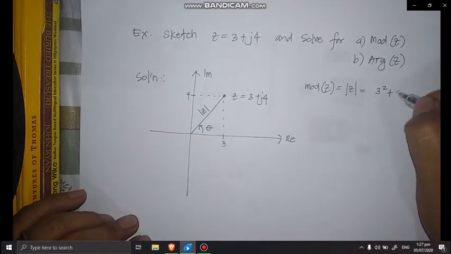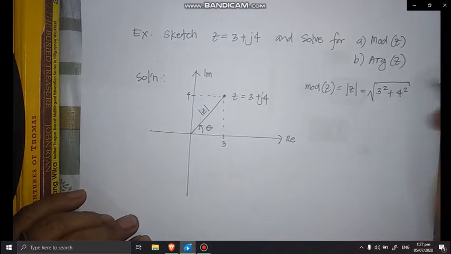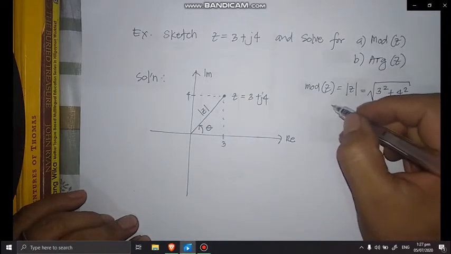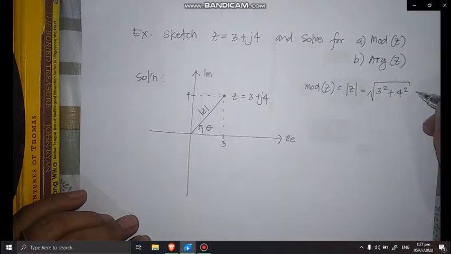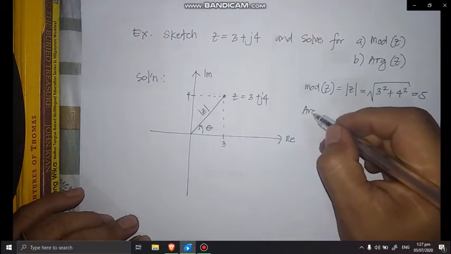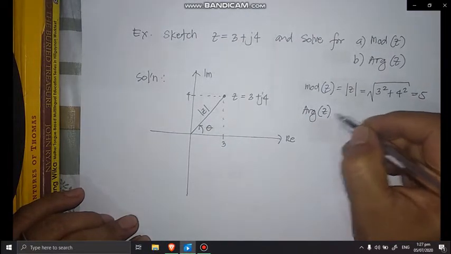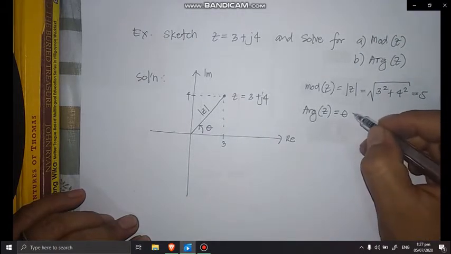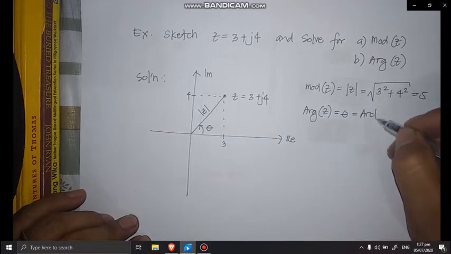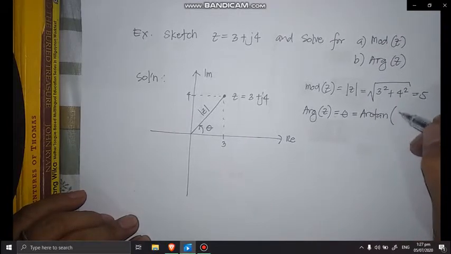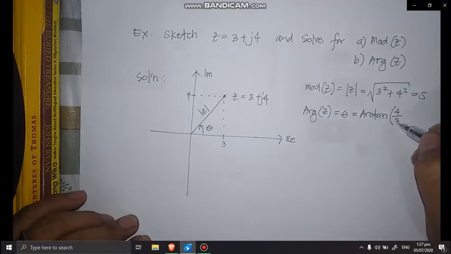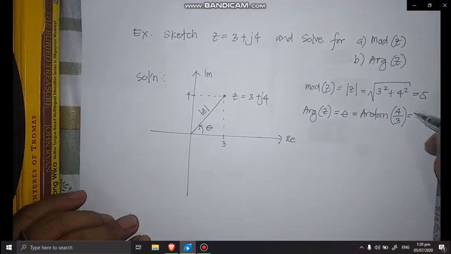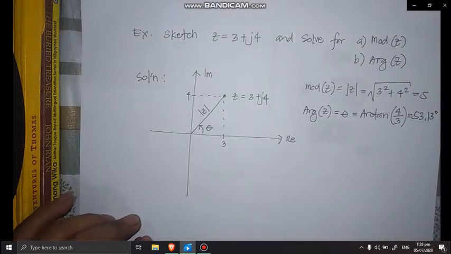So to solve for the magnitude, all you have to do is use the Pythagorean theorem. That is 3 squared plus 4 squared, and then take the square root. What will be the result? Yes, it's 5. Now to solve for the angle or the argument of z, that is the same as the angle theta, that is equal to the arctangent of the opposite, that's 4, all divided by the adjacent, that is 3. Using your calculator, you can calculate that as 53.13 degrees.